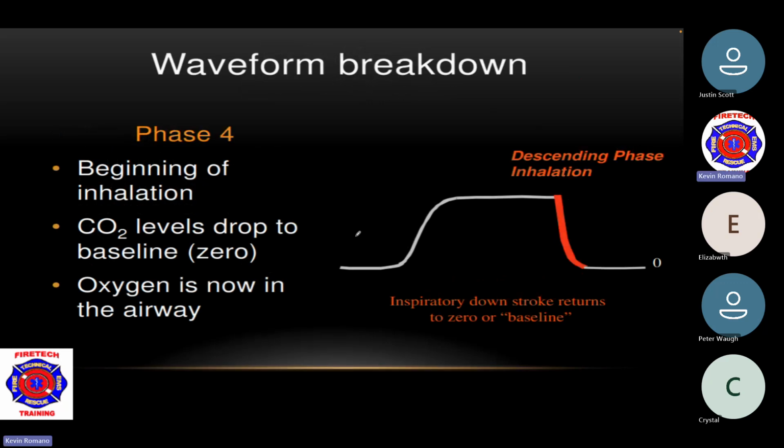All right. So phase 4, beginning of the inhalation, is our descending phase. Inspiratory downstroke returns to 0 or baseline. This should be 0. If we're retaining CO2 or rebreathing, we'll have a higher number. We'll get into that in a little bit. CO2 levels drop to baseline 0. Oxygen is now in the airway, it's coming back in, so it's not going to pick it up. We're going to depend on our SpO2 for that point to make sure we're oxygenating appropriately.